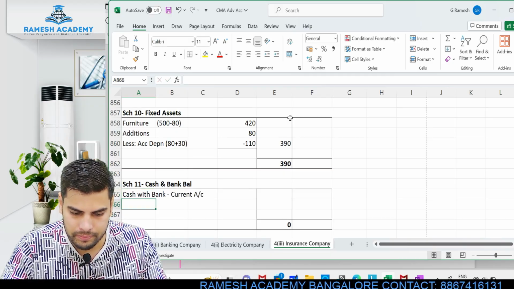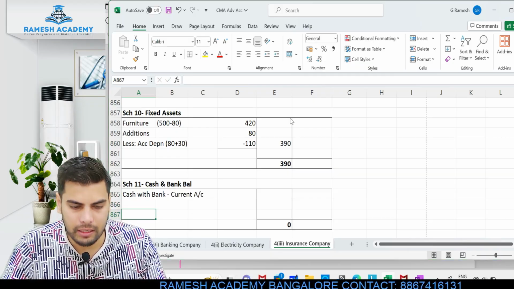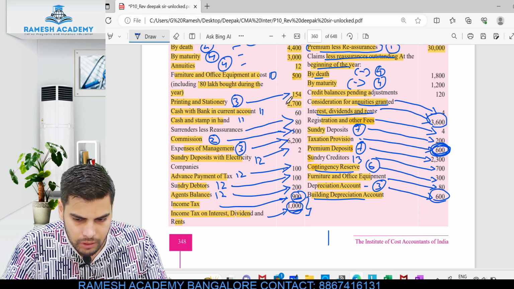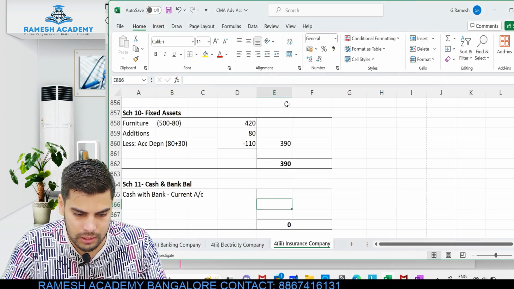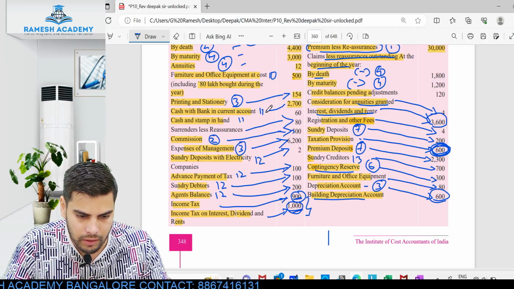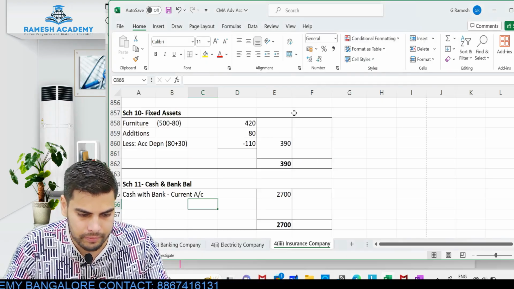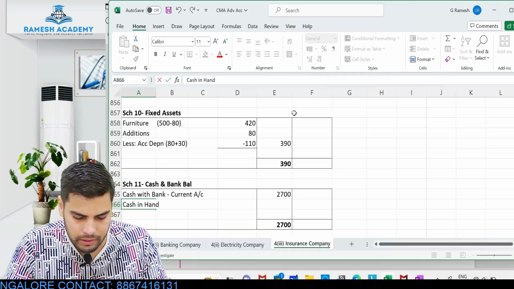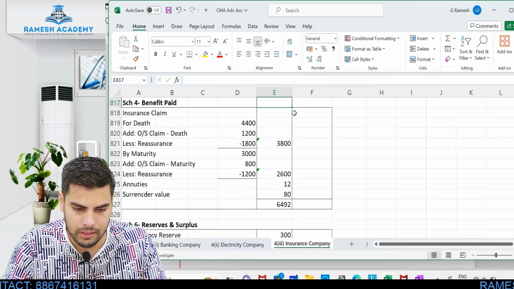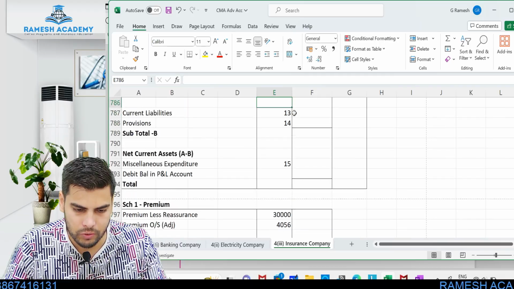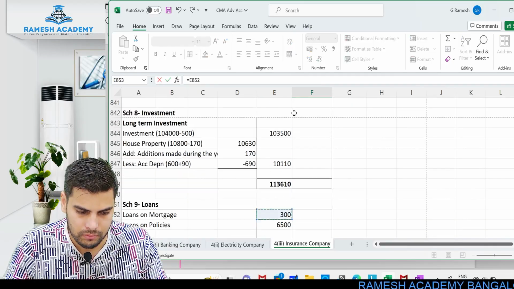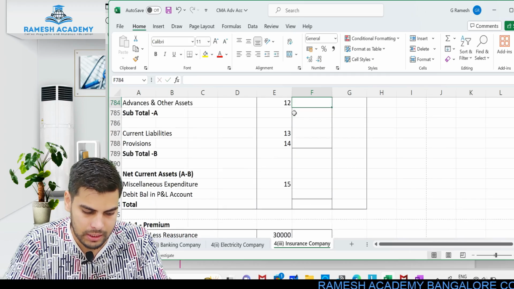So how much is it? The money which I'm maintaining in current account. You guys should be very careful over here. This is 2,700, and cash in hand is 60. So 2,760, this is the total. I'll just write the reference over here.